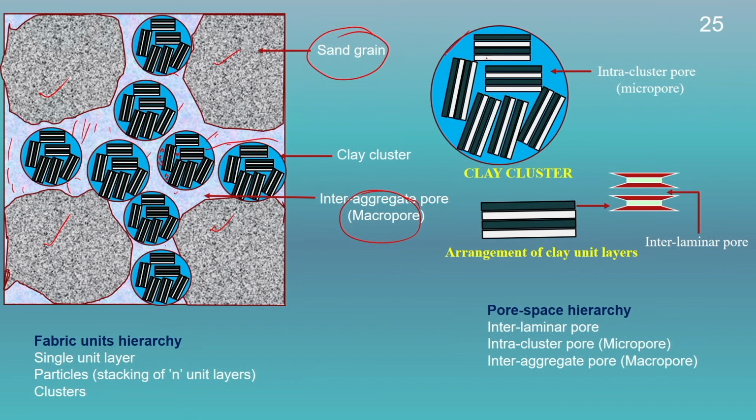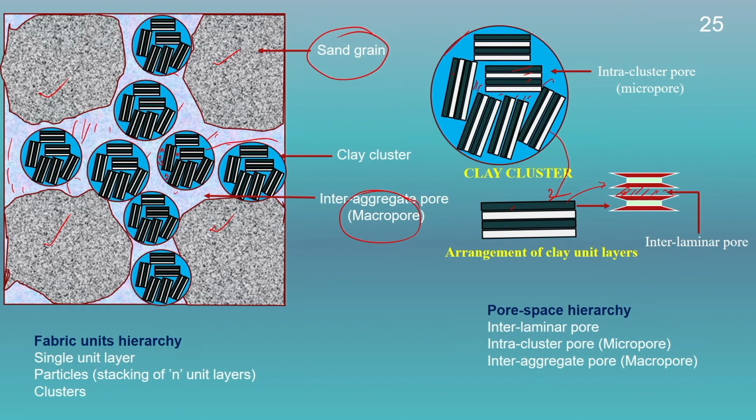Here you can see in this diagram, these are the individual unit layers of montmorillonite particles, and in between there is a space which is known as the intra-cluster pore space or the micropores. Here this is the individual montmorillonite particle, and between the two unit layers we have some space over here. That is occupied by exchangeable cations and water molecules, and this space is known as the interlaminar pore space or ILP.